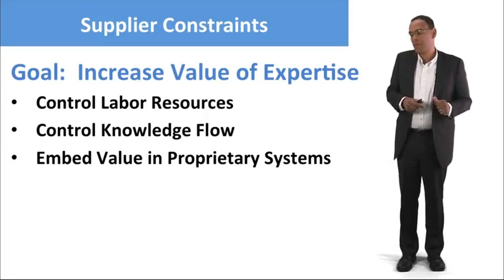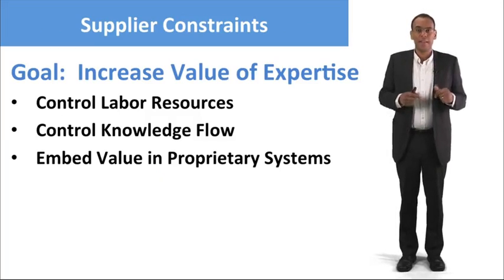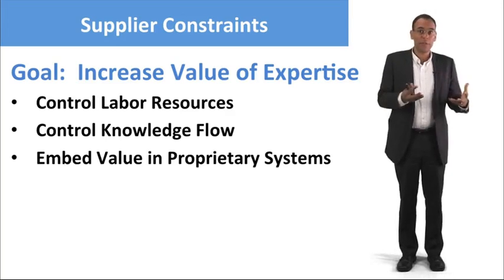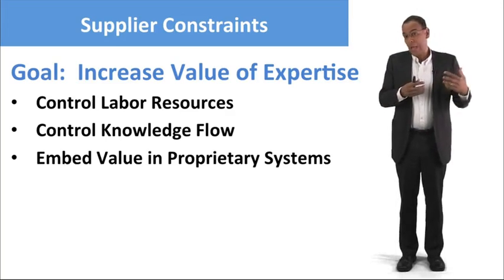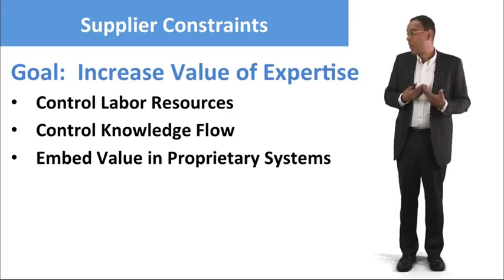And so again, supplier constraints: the goals for suppliers are really to increase the value of their expertise. They have an expertise and they want to increase the value of it. We all do. We all have something of value, we want to increase the value of that. They're going to do it by controlling the labor resources, that is, who's able to be in that field, how they're able to get into that field, what they have to do in order to remain a member of the field. They're going to control knowledge flows.